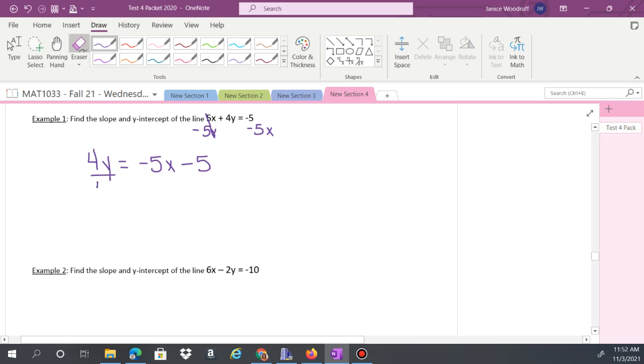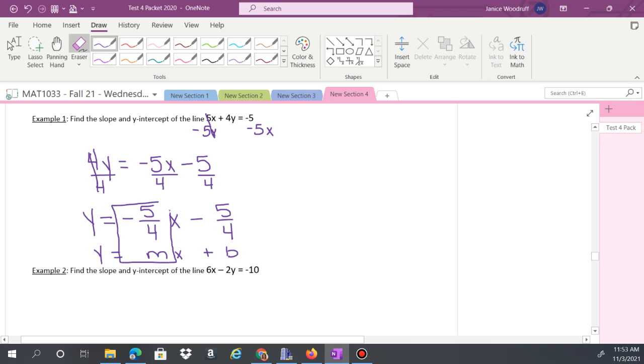And then divide everything by 4. Okay, these 4's cancel, so y gets isolated. Then you have negative 5 over 4, we just write as negative 5/4, put the x in the middle, minus 5/4. And then this is in y equals mx plus b form. So the m is this negative 5/4. The b is also negative 5/4. So the slope is the m, the b is the y-intercept.